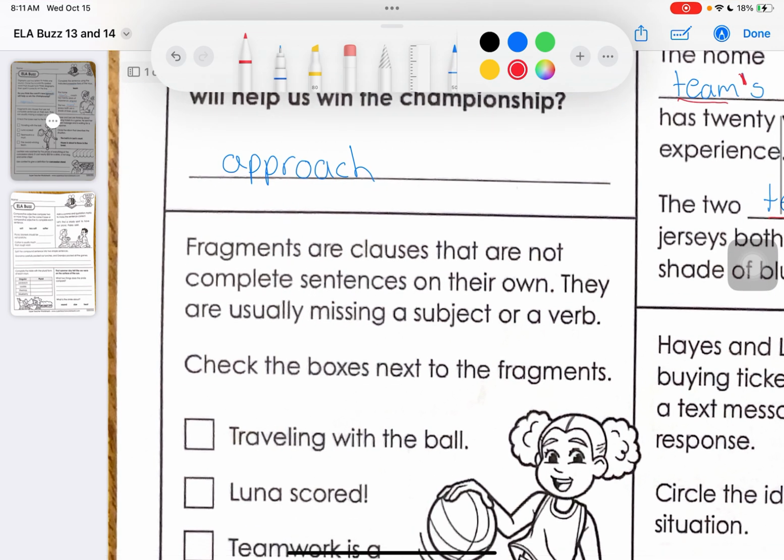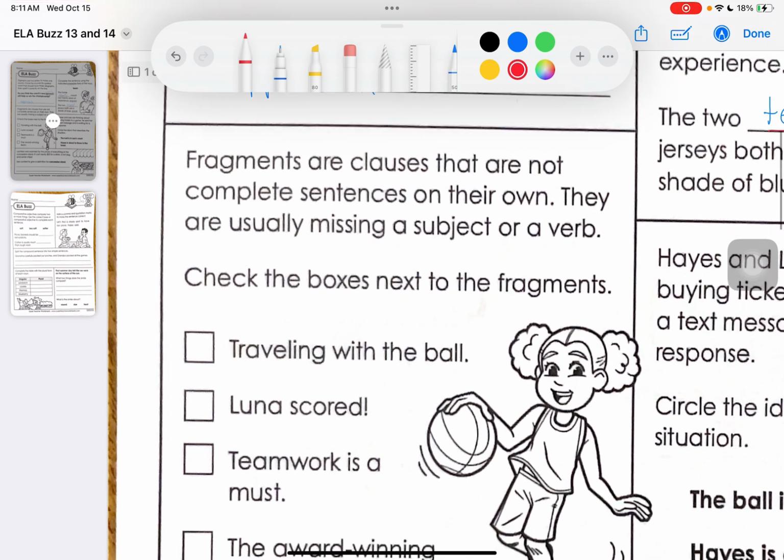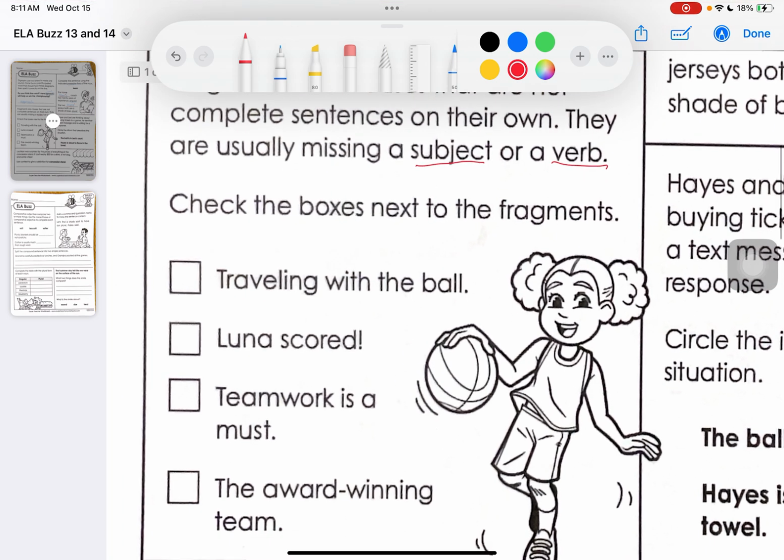Fragments are clauses that are not complete sentences on their own. They are usually missing a subject or a verb. A subject is who did something, like I, me, or Ben, and a verb is what they did. So check the boxes next to the fragments. It has to have someone and something they did.